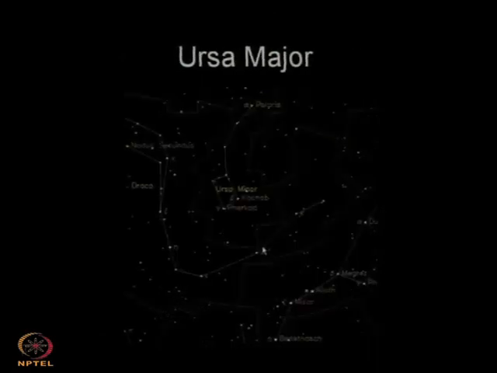This is another constellation, the Ursa Major, or the Big Bear. Now the bear is not so obvious, but it's referred to as the Big Bear. In India this is referred to as the Saptarshi Mandal. Okay, so this is the Ursa Major, and there is also the Ursa Minor.